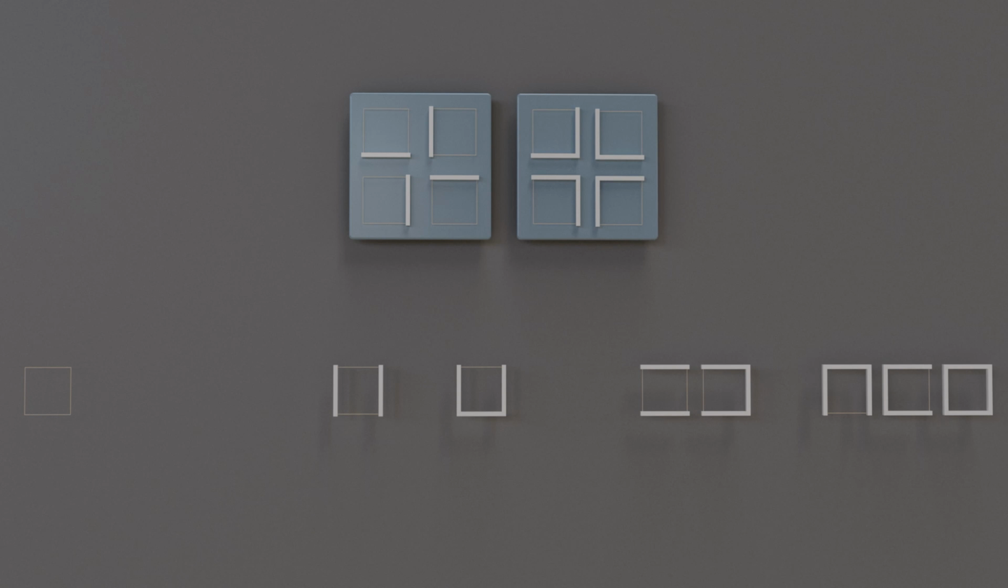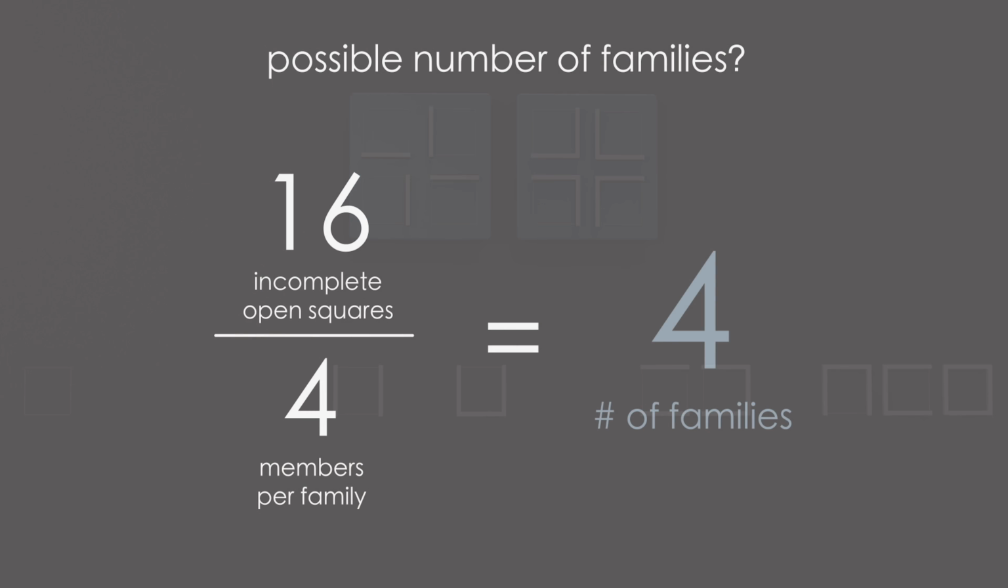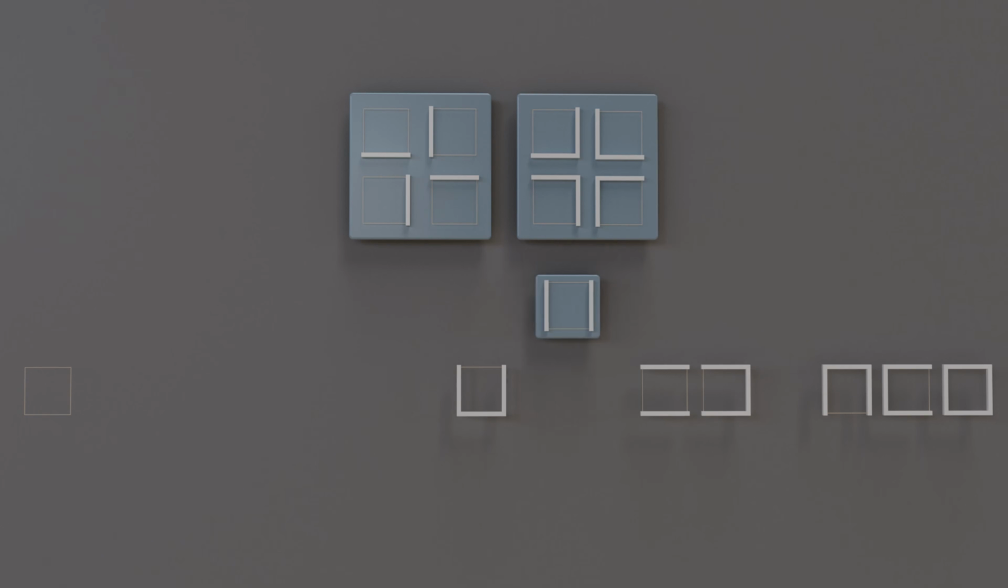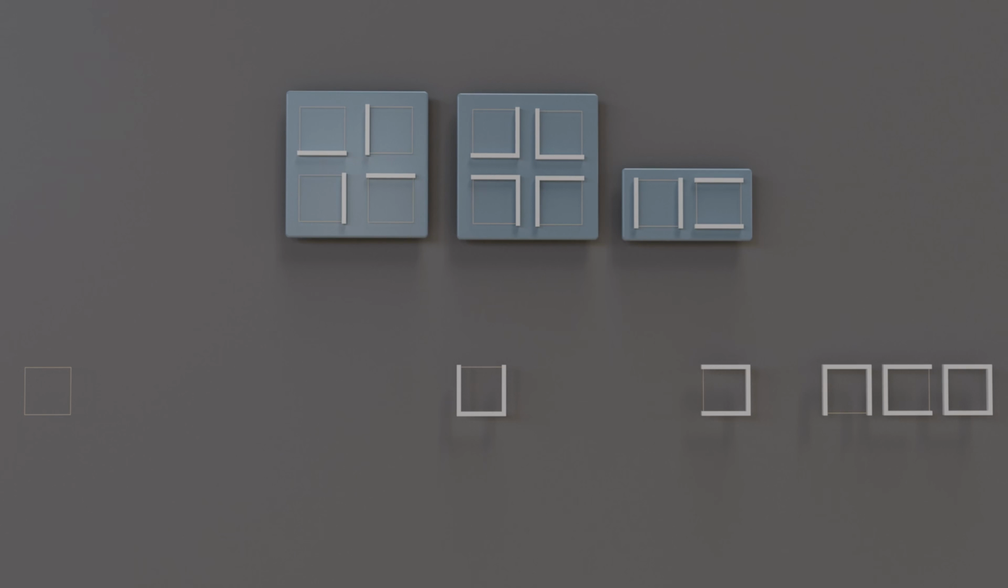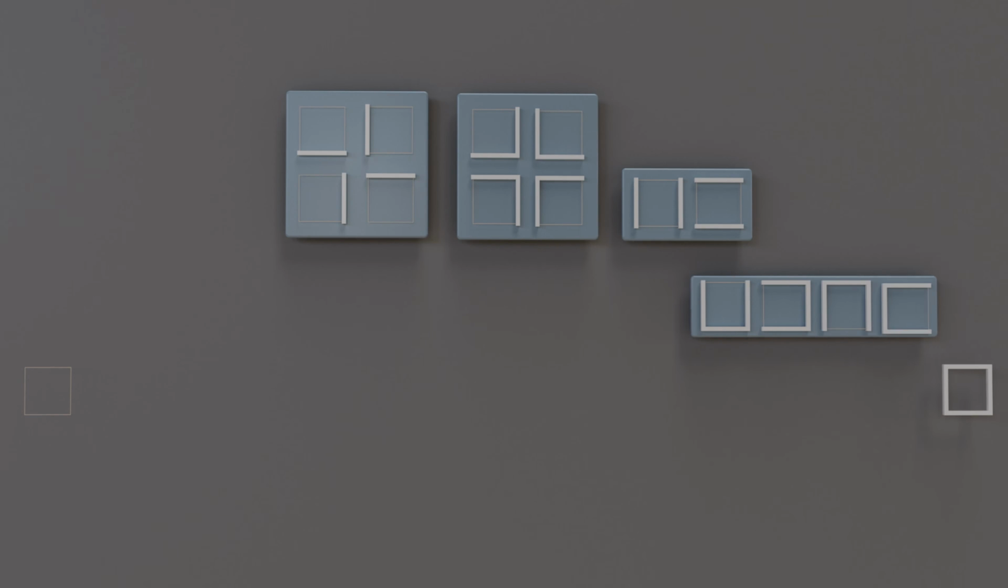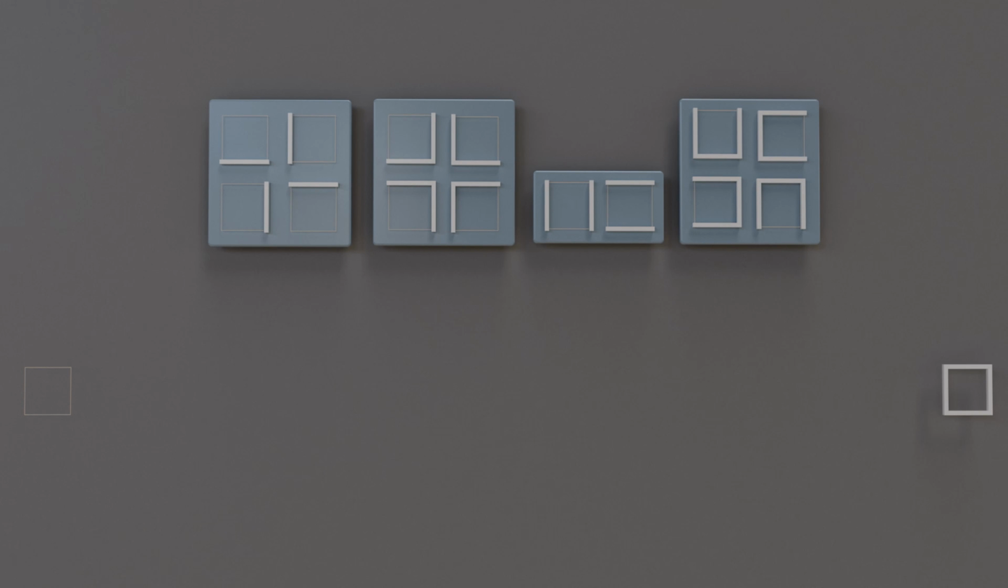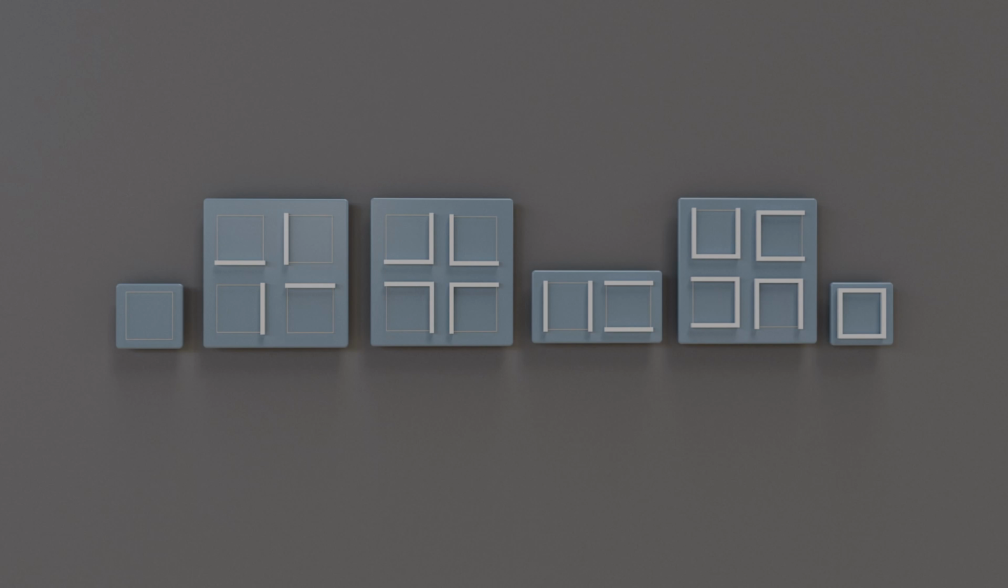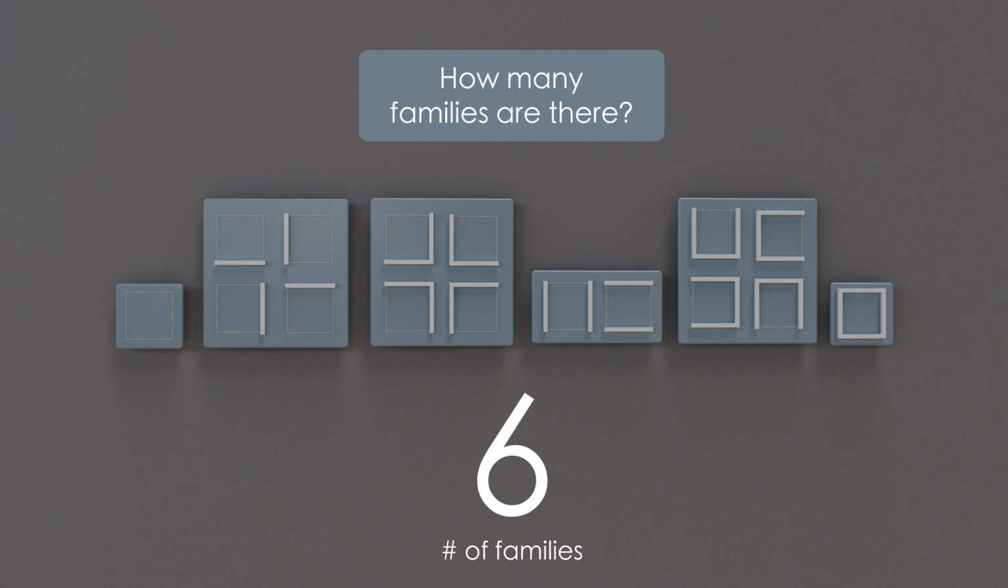Now, if all families had 4 members, then it would be easy to calculate the total number of families. 16 squares divided into groups of 4 would mean 4 families total. Unfortunately, the parallel bars break this pattern by collecting into a family of only 2. The 3-part squares form another family of 4. Finally, the complete square is only rotationally equivalent to itself, so it forms a family of 1. Same for the empty square. And there we are, 6 total families of rotationally equivalent, incomplete open squares.